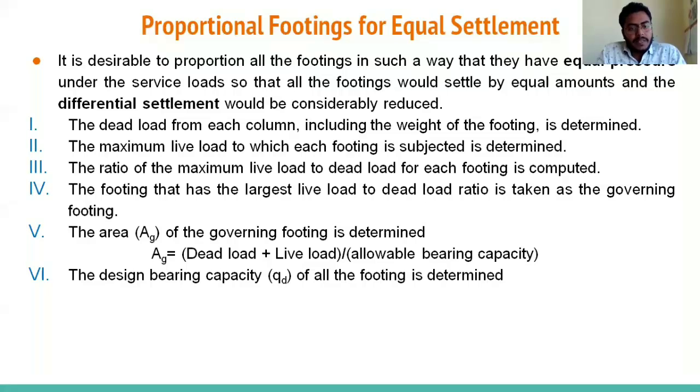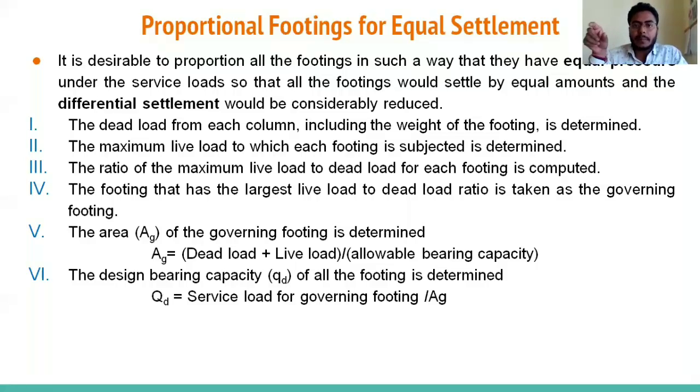So design bearing capacity for all footing. All footing means except the governing footing. So we can calculate QD by service load for the governing footing divided by area. What is the meaning of that? The AG we have fixed for the governing footing, right? And then we are calculating the QD, the design bearing capacity.